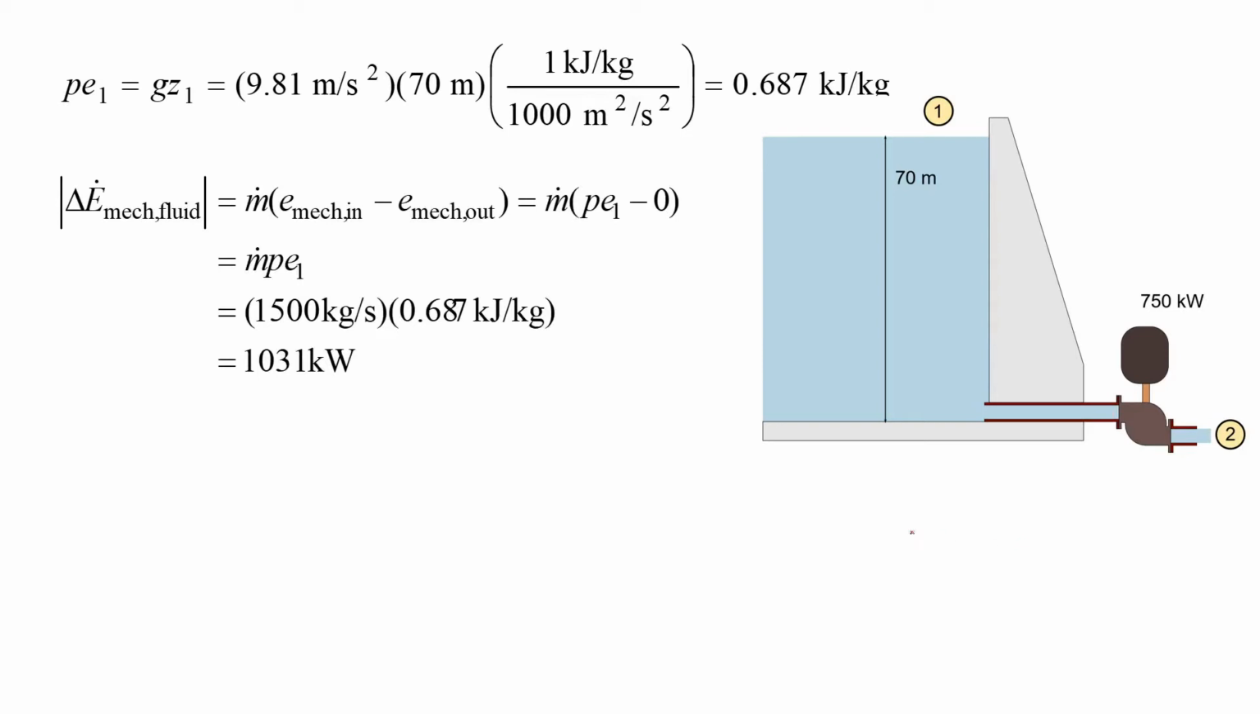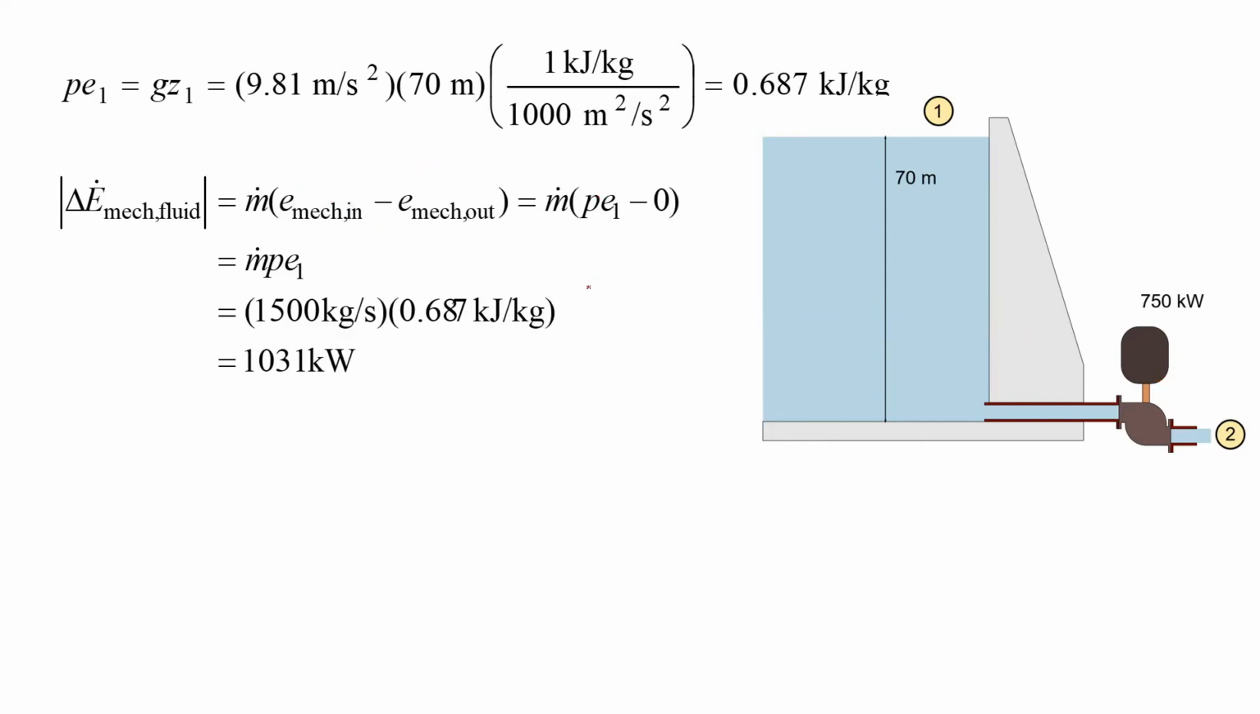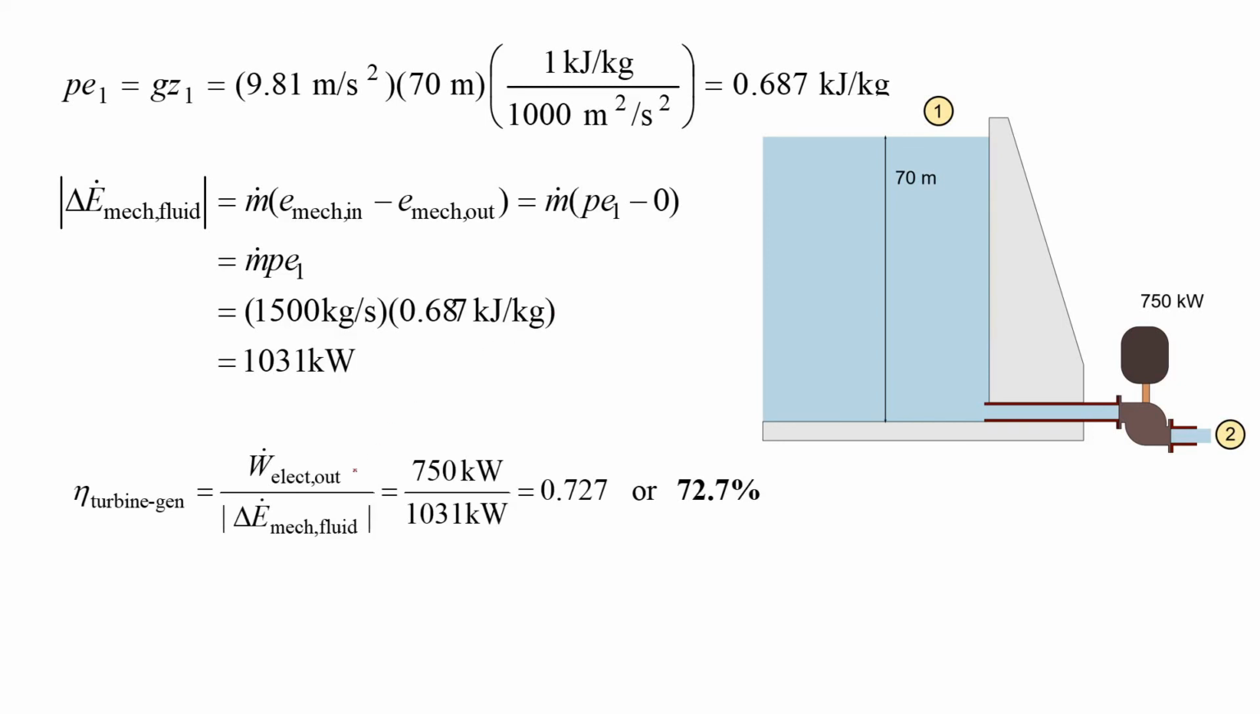So we can find that the rate at which the mechanical energy of the fluid stream changes is equal to the mass flow rate times the mechanical energy at point 1 minus the mechanical energy at point 2. So that is equal to the amount of potential energy that was available at the top of the reservoir. Now that we have established the amount of mechanical energy of the fluid, we can calculate the efficiency of the turbine-generator system, and also we can calculate the efficiency of the turbine.